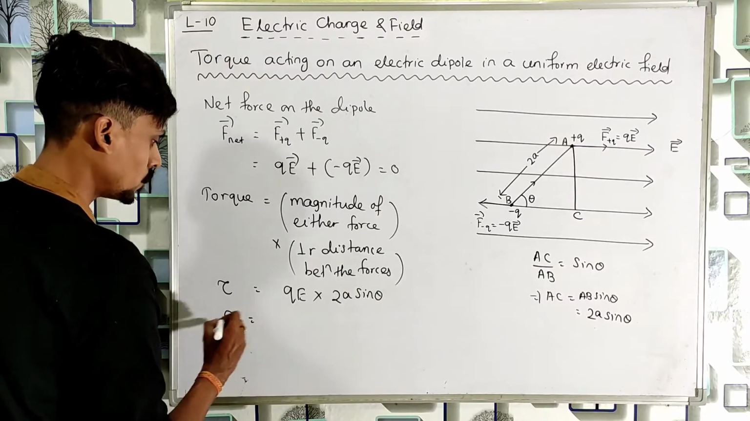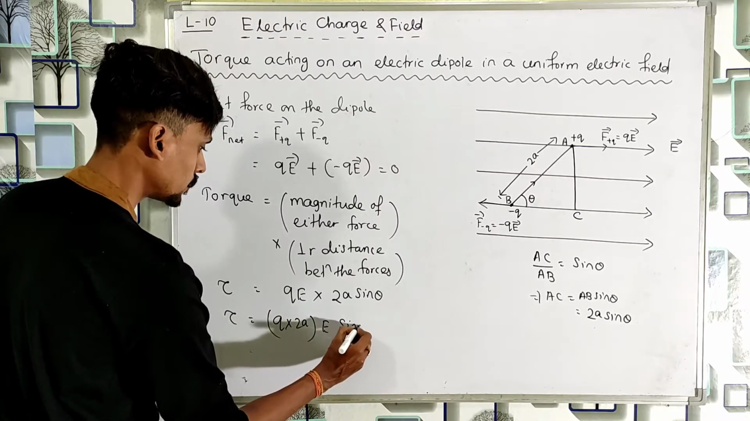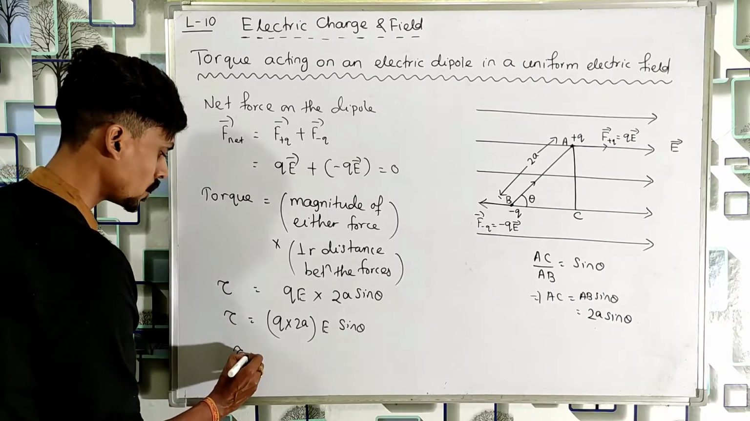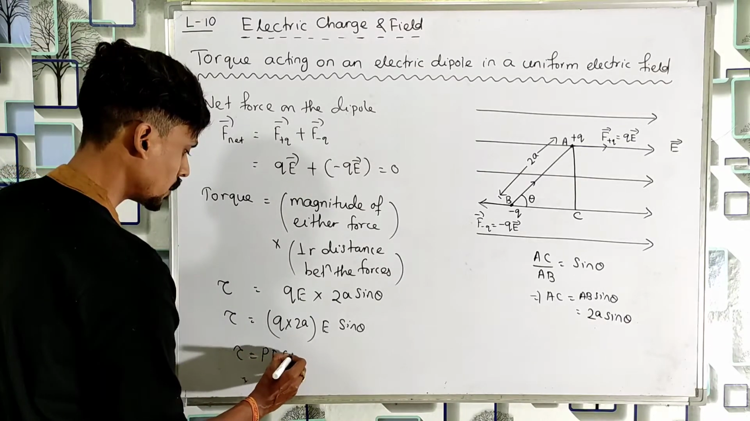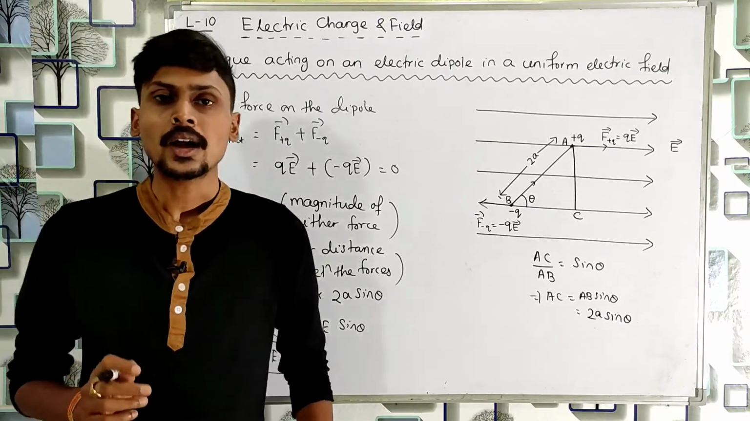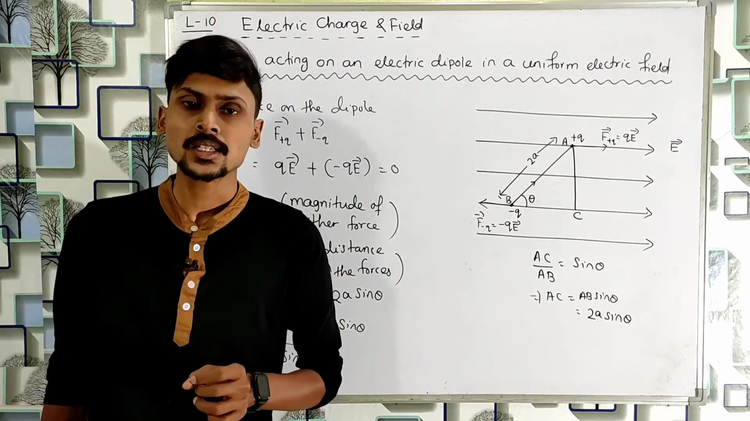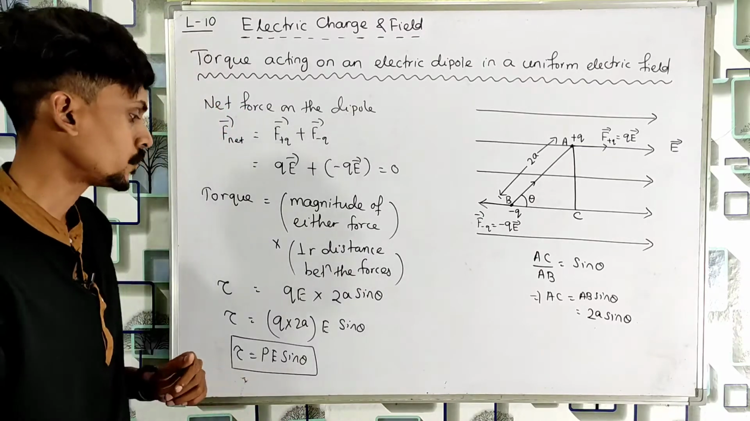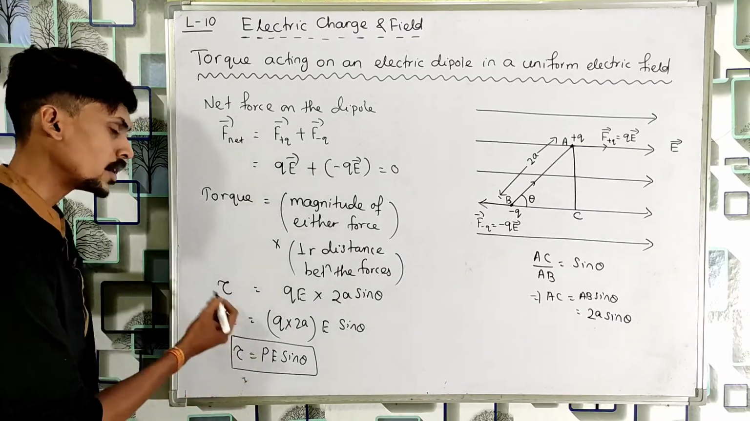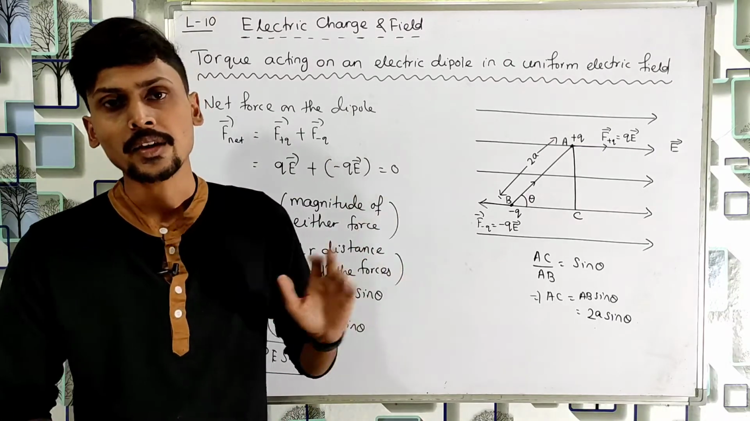So torque is equal to Q into 2a into E sin theta. And Q into 2a is the dipole moment P. So torque is equal to PE sin theta. So this is the magnitude of the torque acting on an electric dipole if the dipole moment P vector makes an angle theta with the electric field E vector. And this torque is perpendicular to the plane which contains P vector and E vector.